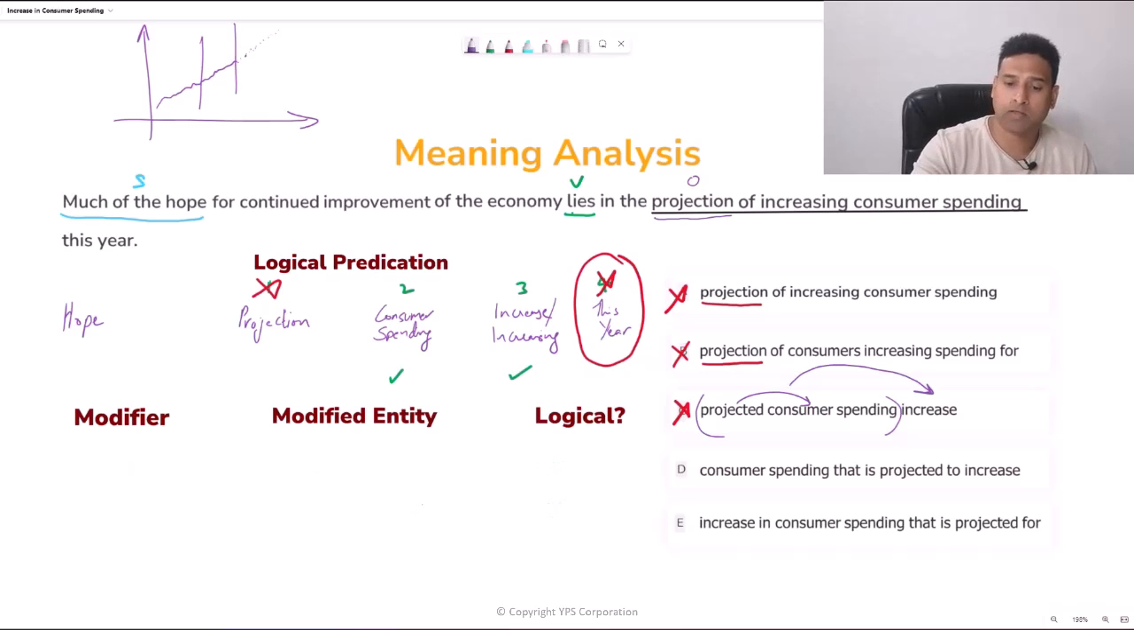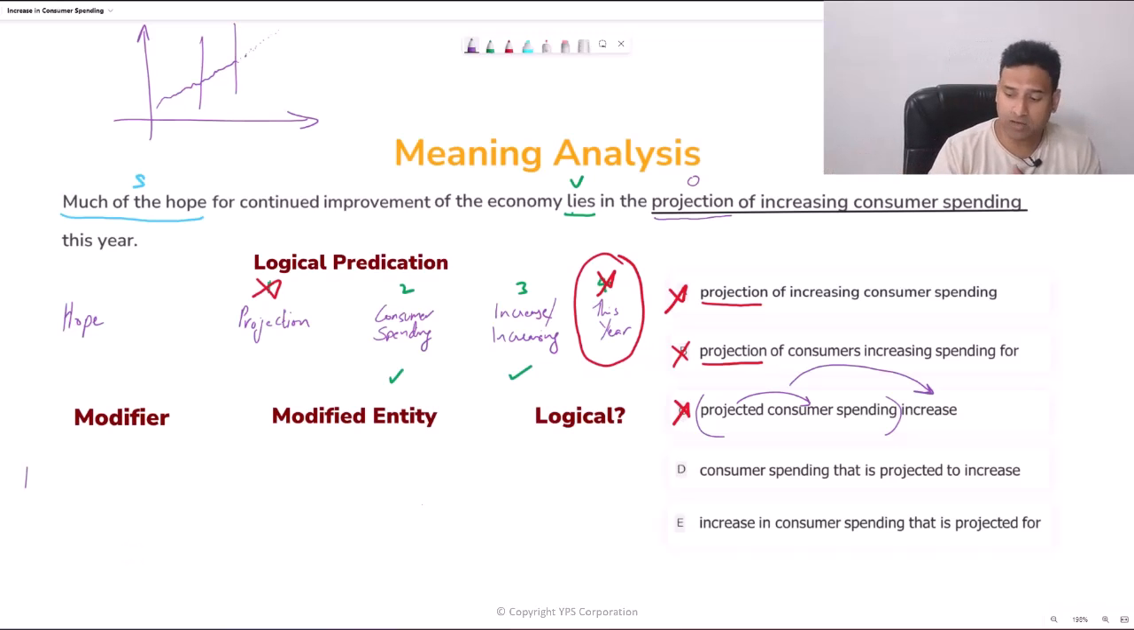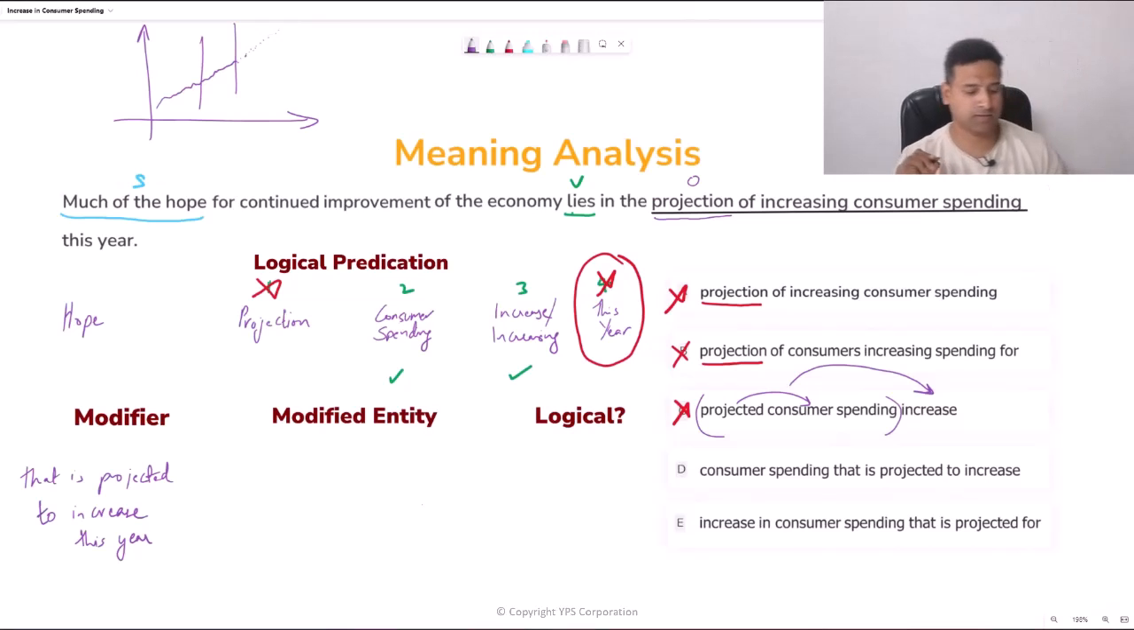Okay, so what is the modifier in D delta? Well, simple. That is projected to increase this year. So we have an entire clause. Let me write that down here quickly. That is projected to increase this year. Apologies for my marker. It's not working as it's supposed to. All right. Now, I know I'm taking a lot of time.